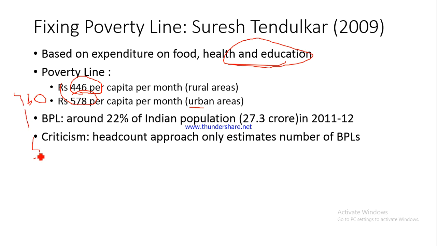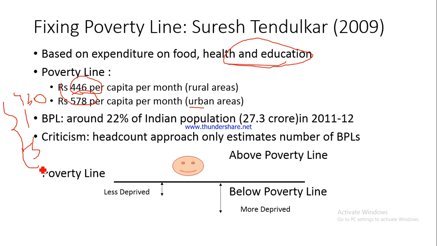If you compare these two people, both are BPL, but he is relatively well off than this particular individual. So this approach does not let us differentiate between these two different categories of people. How much below the poverty line you lie is not relevant to this particular approach. So we can find out who all are BPLs, but within the BPL section we cannot categorize somebody as relatively less poor and somebody as relatively more poor. Fine. So this is the main criticism.